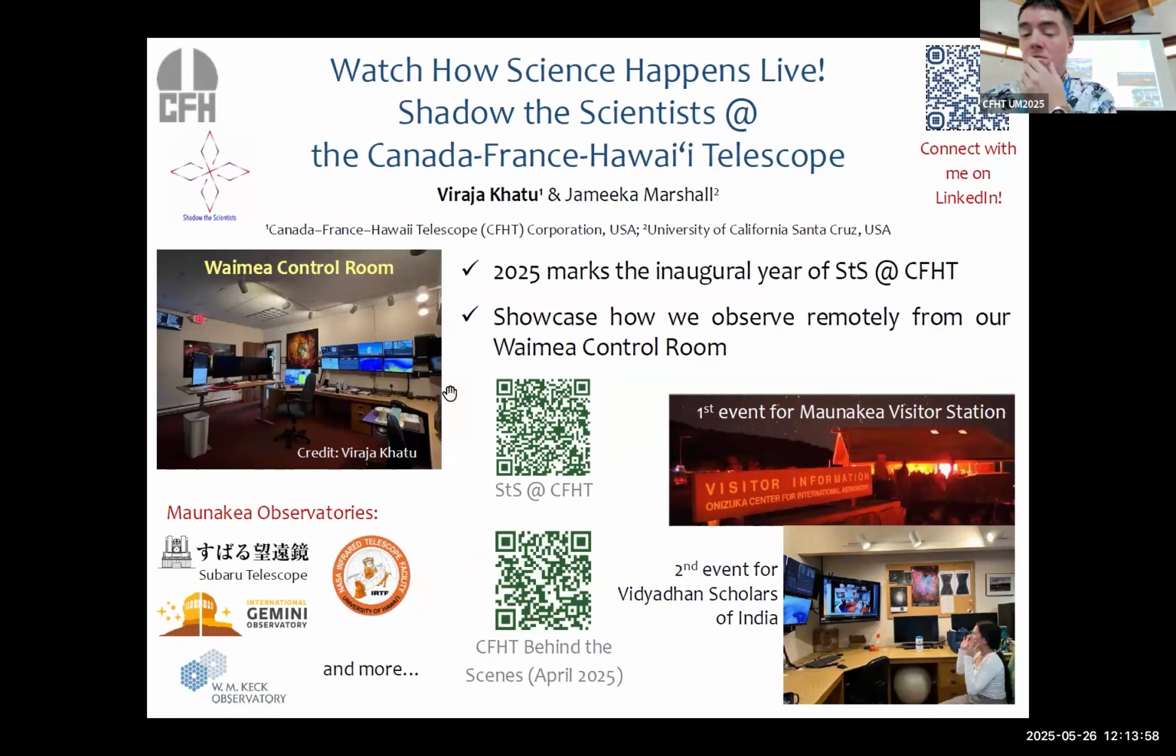I have QR codes over there, but my poster is in the poster room number 2. So if you want to know how you can make use of the program for your students or other communities, please come talk to me.